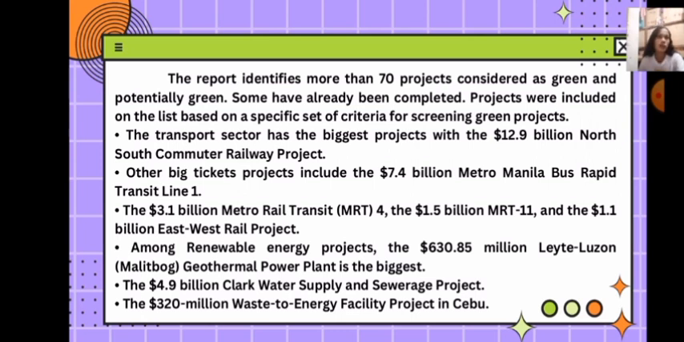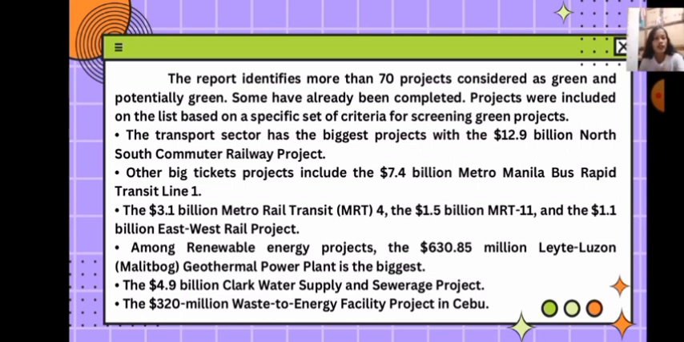Then other institutions that support or do work that can help society. So projects were included on the list based on a specific set of criteria for screening green projects.